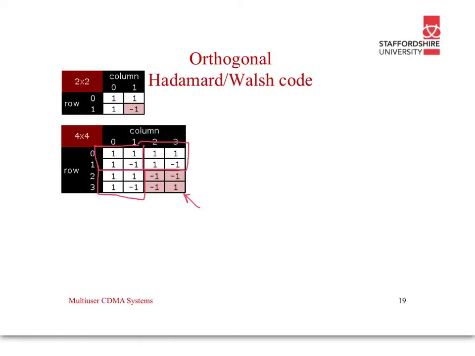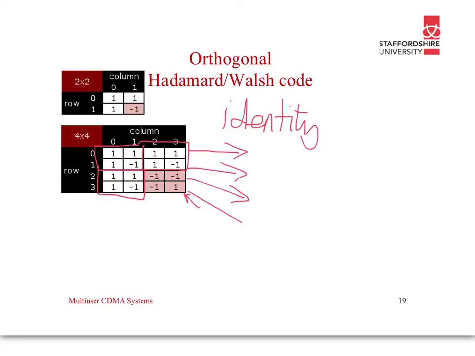So you'll see that the transpose and the original matrix of these are equal. Hence, when you multiply the two together, you get the identity matrix. You can try it if you like. So, in this case, for the 4 by 4 code, we would be able to have one user having this code, the second user having this code, the third user having that code, and the fourth user having that code. The gain would be 4, and we could have 4 users.